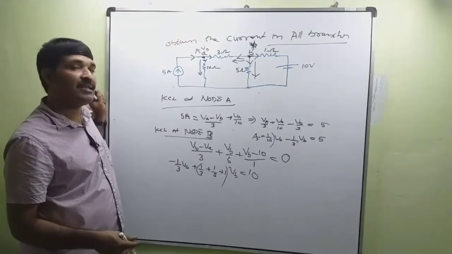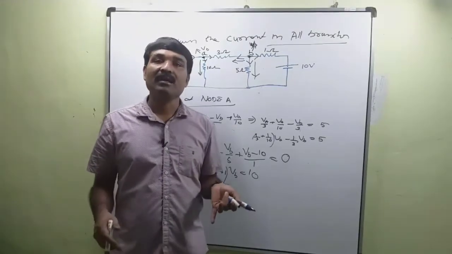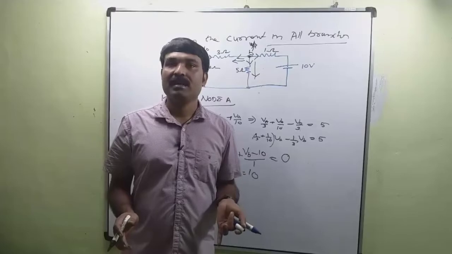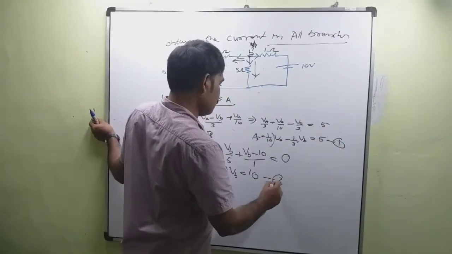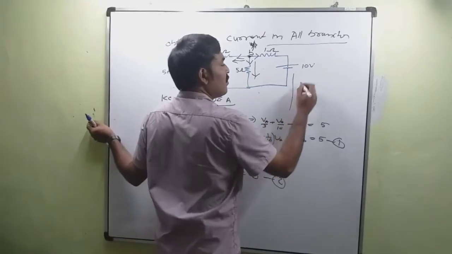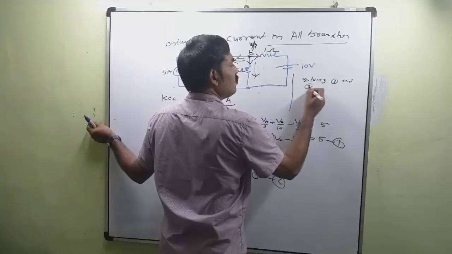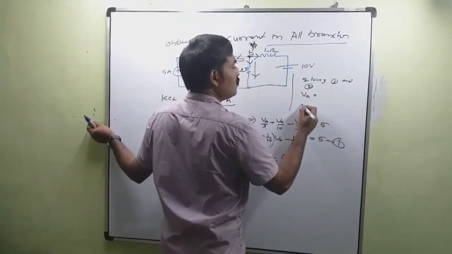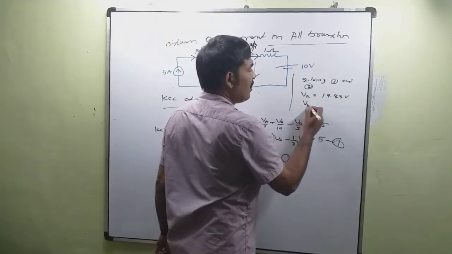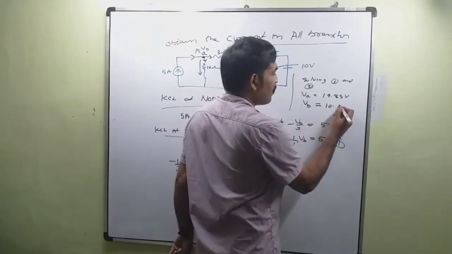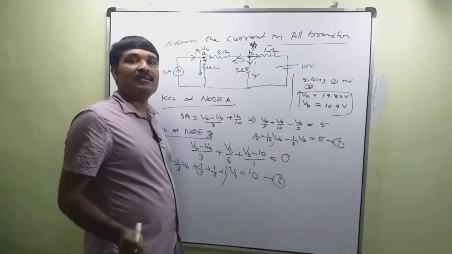By solving this, we will get the value of VA and VB. Once we get VA and VB, we can calculate the current flowing through the branches. So, equation number 1 and equation number 2. Solving 1 and 2, VA is equal to 19.85 volt and VB is equal to 10.9 volt. You can check it by solving these two equations.